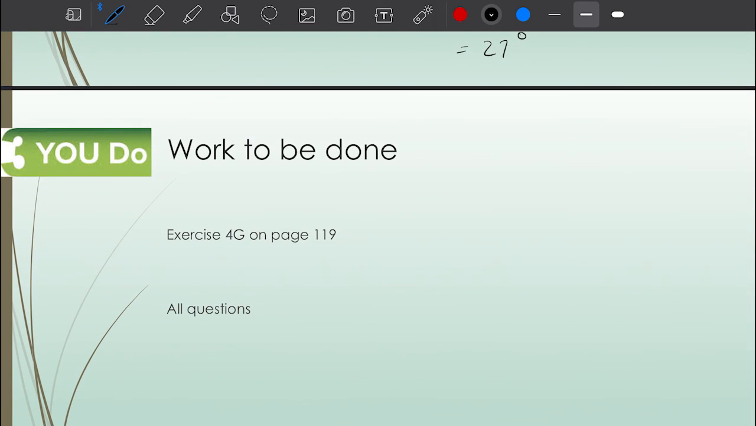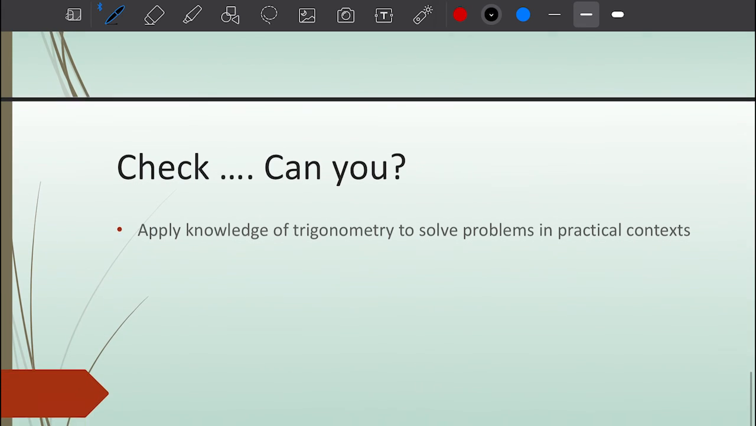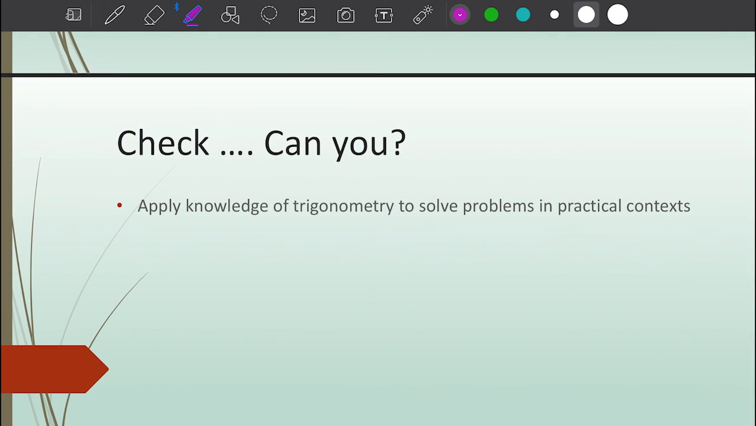All right, you're going to practice a bunch of different scenarios here on this page. In most of them, you are given the triangle, but in some of them you aren't. So those are the problems I really want you to focus on. If you get to a question that doesn't give you the triangle, you have to draw it. As soon as you do that question, check your answer. And then by the end, you should be comfortable with this success criteria of applying knowledge of trigonometry to solve problems in practical contexts.